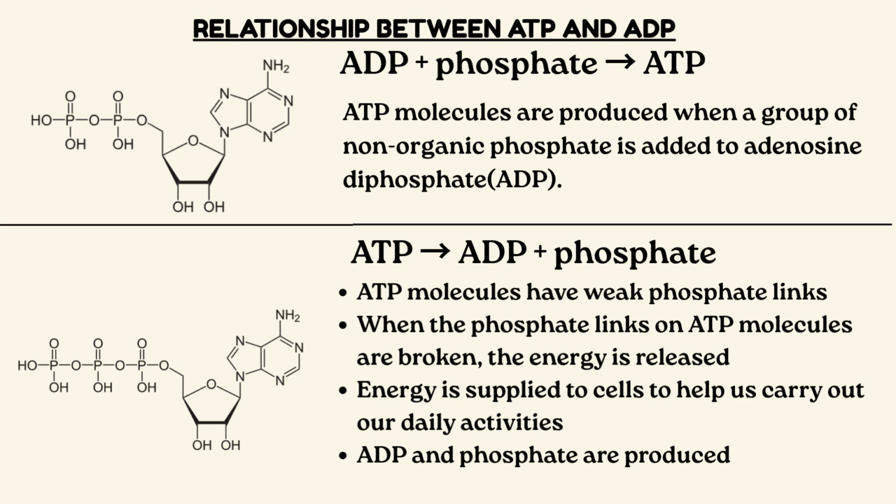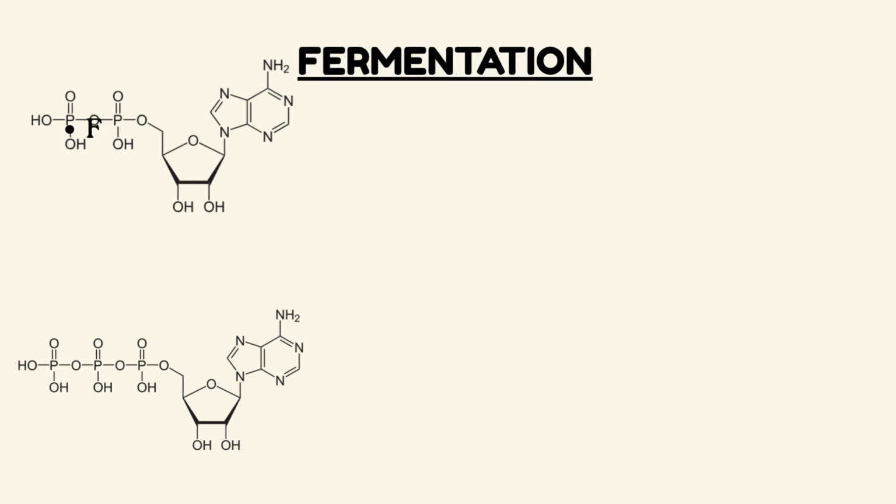ATP molecules are produced when a group of inorganic phosphate is added to adenosine diphosphate, ADP. ATP molecules have weak phosphate links. When the phosphate links on ATP molecules are broken, the energy released is supplied to cells to help us carry out our daily activities. ADP and phosphate are produced.